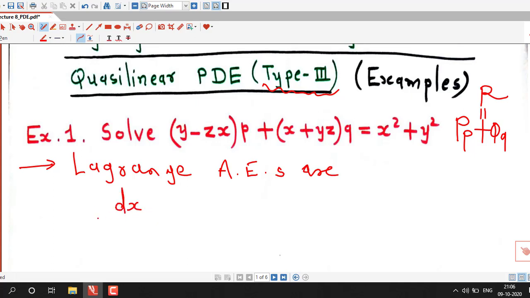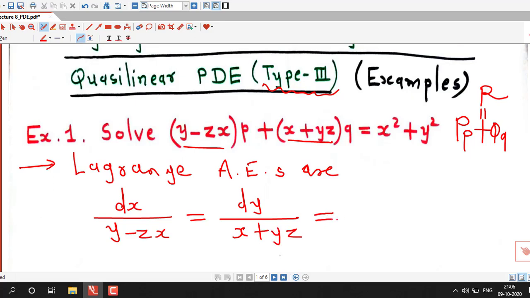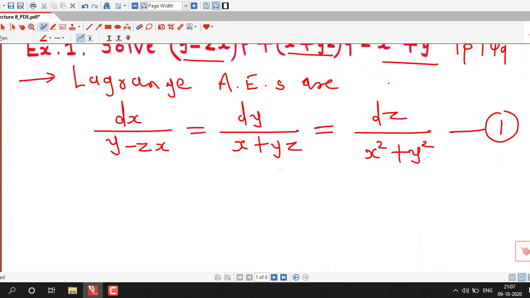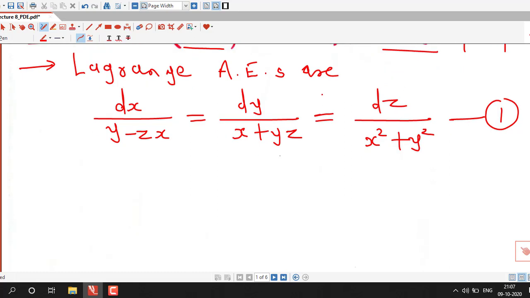So we have to write dx divided by the coefficient of small p, which is y minus zx, equal to dy divided by the coefficient of small q, which is x plus yz, equal to dz divided by the right hand side, which is x square plus y square. So we give this number 1. These are Lagrange auxiliary equations, or another name is subsidiary equations. Now here it is not possible to find the solutions by directly comparing any two of these three fractions. So we have to select appropriate multipliers.